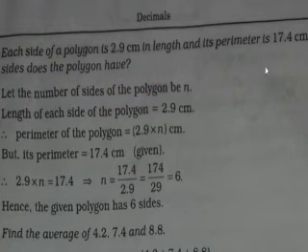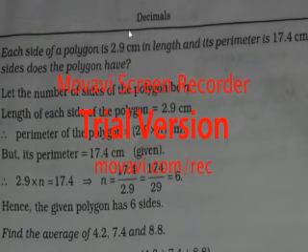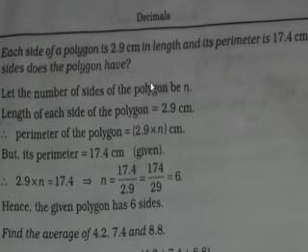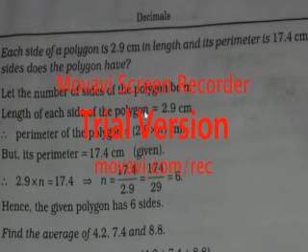So perimeter also has been given, that is 17.4. So what happens if it is a regular polygon and perimeter is given? Then total perimeter divided by the length of one side will give the number of sides in a regular polygon. So how many sides does the polygon have? It has been written, let the number of sides be n. Without assuming n also we can do it. Simply we can write, in a regular polygon, number of sides is equal to perimeter of polygon by length of side. That also you can write.